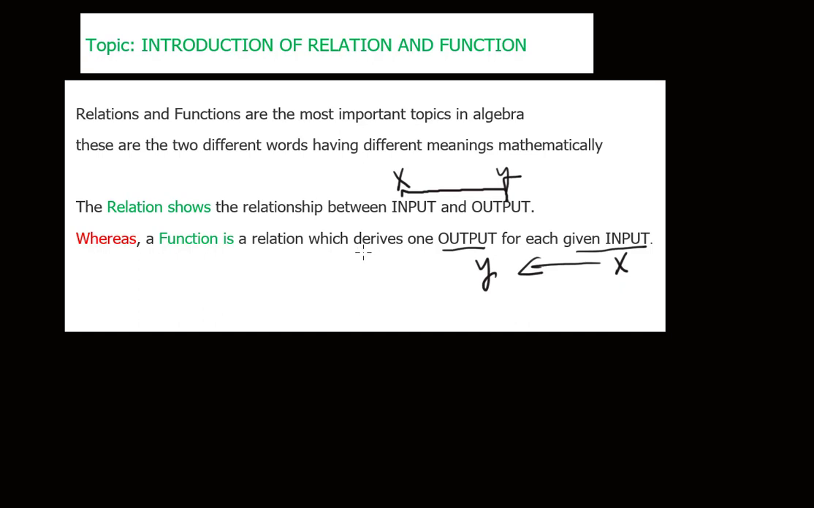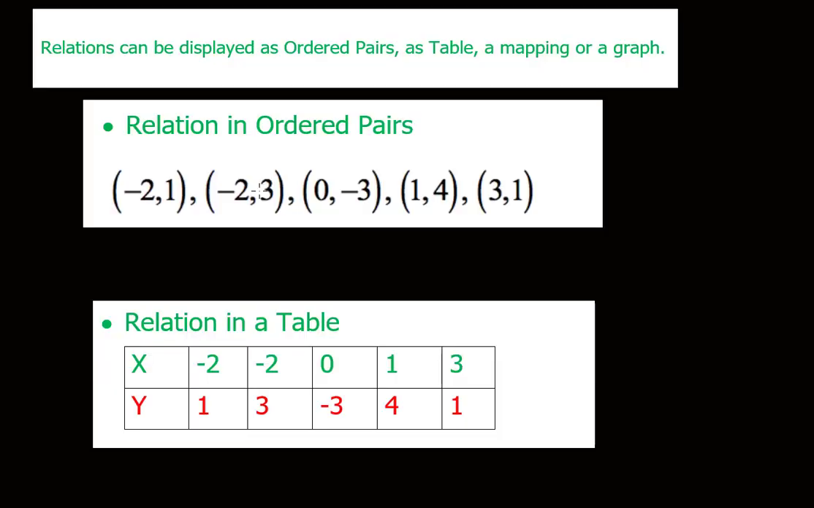So now let's differentiate between relation and function. A relation can be displayed in four different ways: ordered pairs, table, mapping, or a graph. Let's look at the ordered pair first. As you can see, an ordered pair has two values, value number 1 and value number 2. The first number is the x value, the second number is the y value.